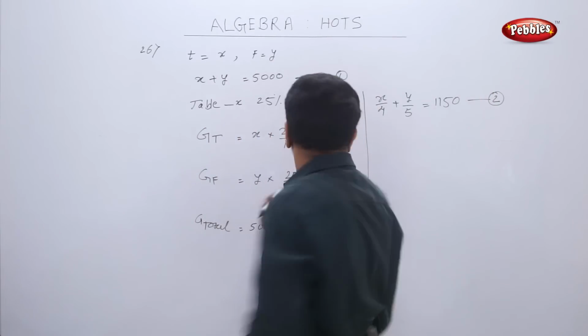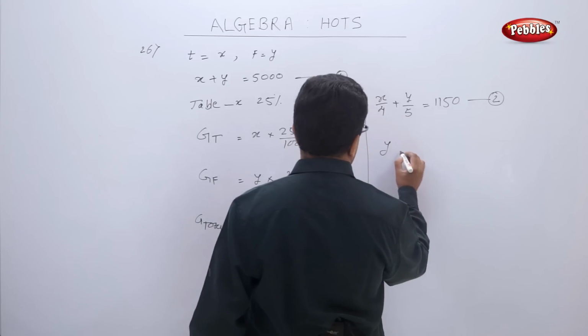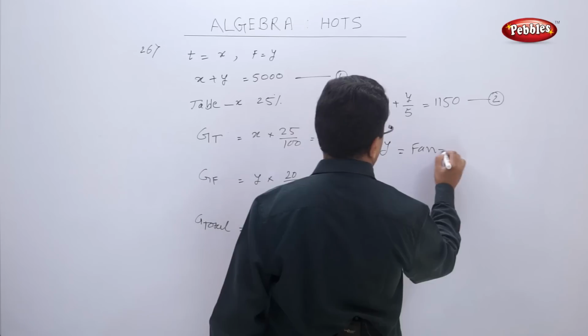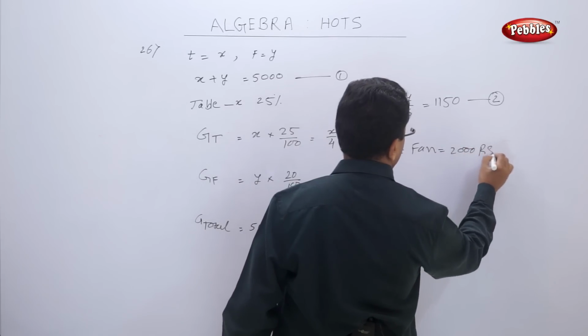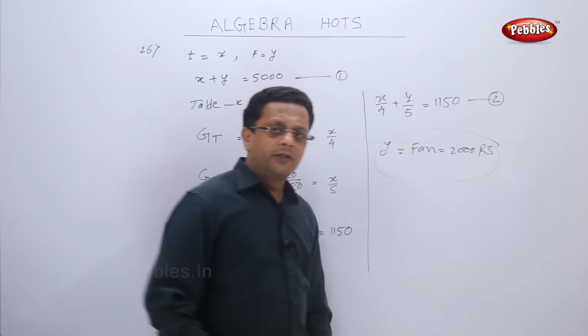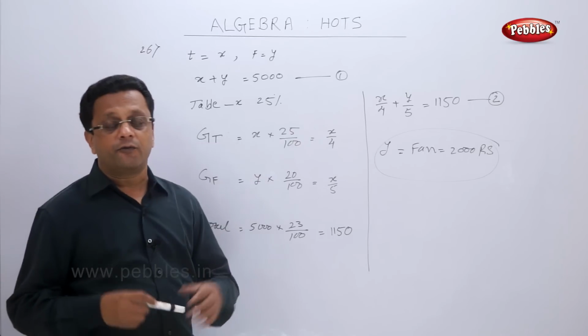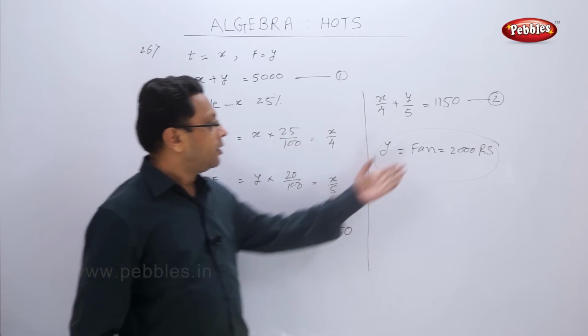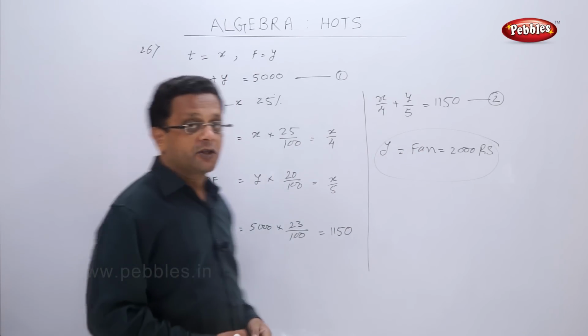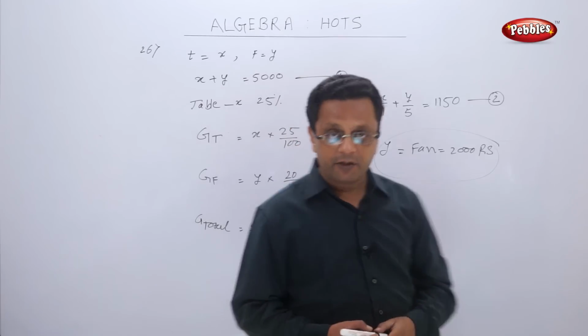The y here, or the fan cost, is 2000 rupees. Now in this case I asked you to find the value of both. Obviously if the fan is 2000 then the table must be 3000, right?